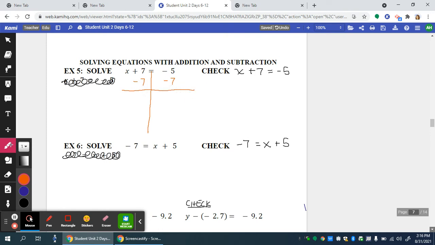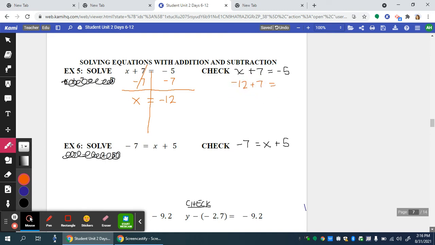So x plus 7, the inverse operation this time is to subtract 7 from both sides. That cancels my 7s out. It isolates my variable. Negative 5 minus 7, they are the same sign, so you add 5 plus 7, which is 12, and they have a negative. So it's negative 12.